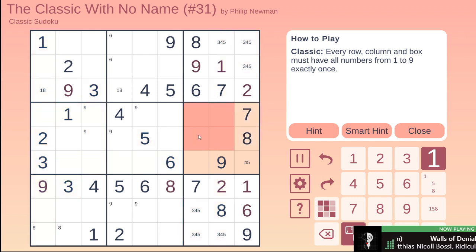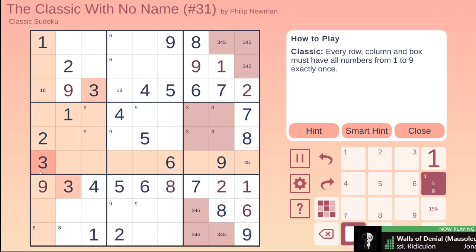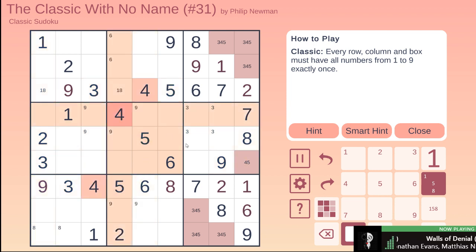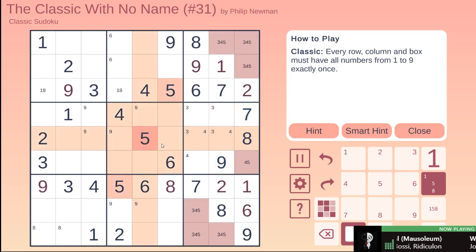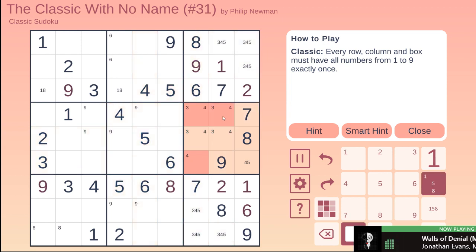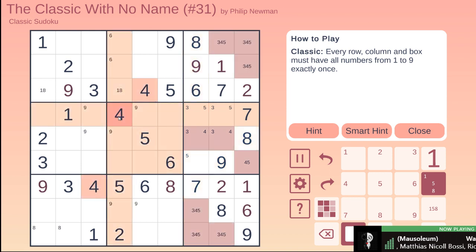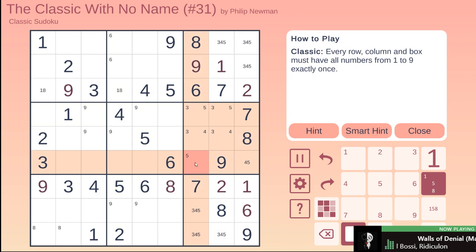3 in this could go any one of these cells. 4 can go in any one of these. 5 can go in any one of these. Oh, did I mess up the 4s? Hold on. I did. There we go. That's good. So, missing from this column is 3, 4, 5, but then it's also missing a 1 and a 2. Where do those 1 and 2 go?